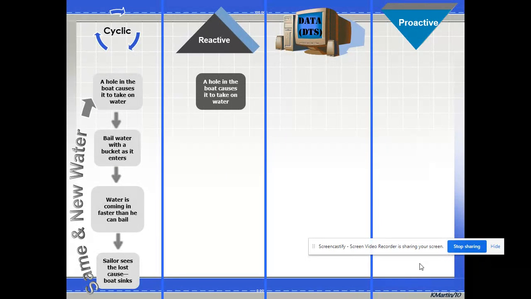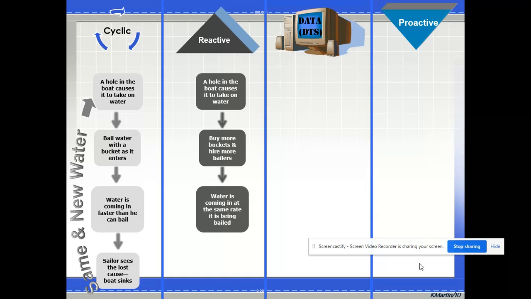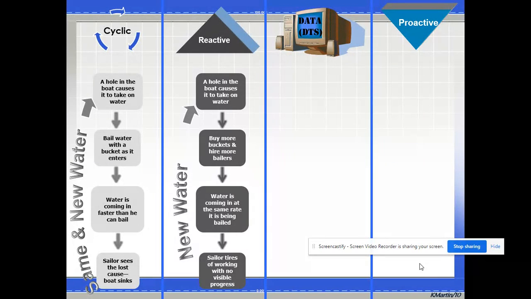A hole in the boat causes it to take on water. You buy more buckets and hire more bailers. Water is coming in at the same rate it is being bailed. Eventually, the sailor tires of working with no visible progress. New water and more new water.